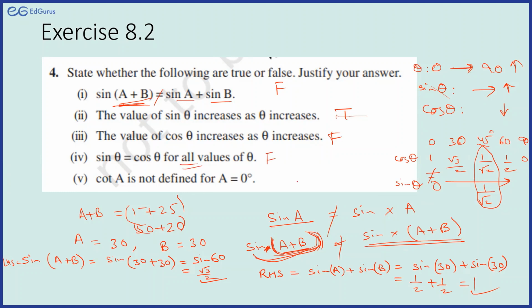So it's false. Cot A is not defined for A equal to 0 degrees. Cot A is 1 upon 0. So it is undefined. You're right. So it is true. It's not defined. Tan A is defined. Tan A will be 0. So that is defined. Cot A is not defined. Its value is undefined for 0 degrees. It's 1 upon 0. So that is true.